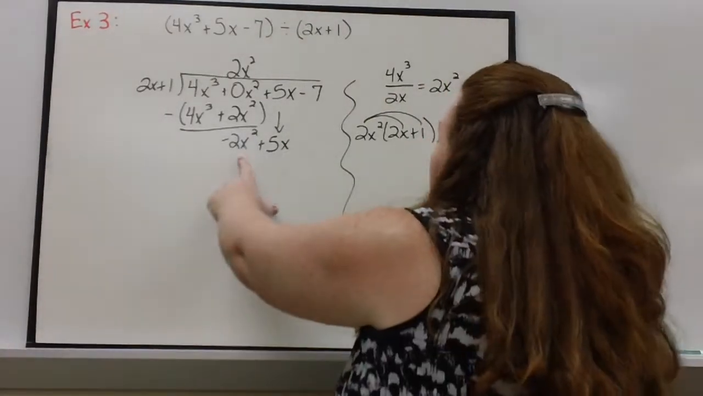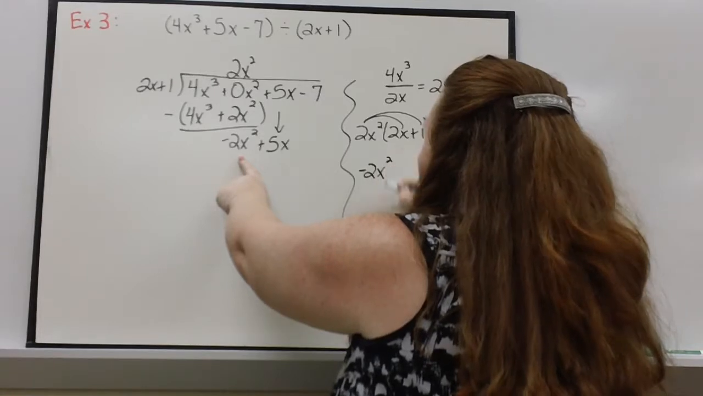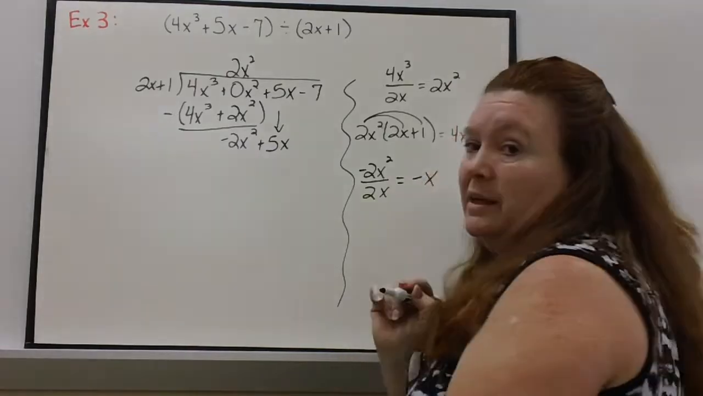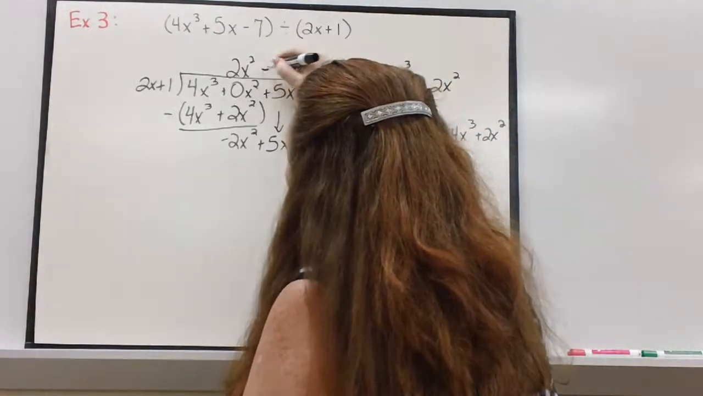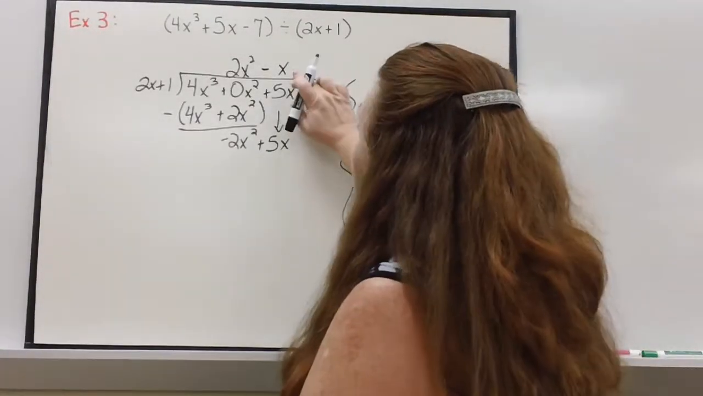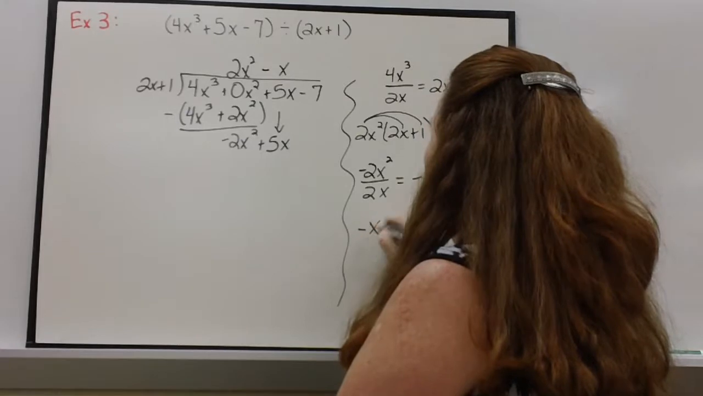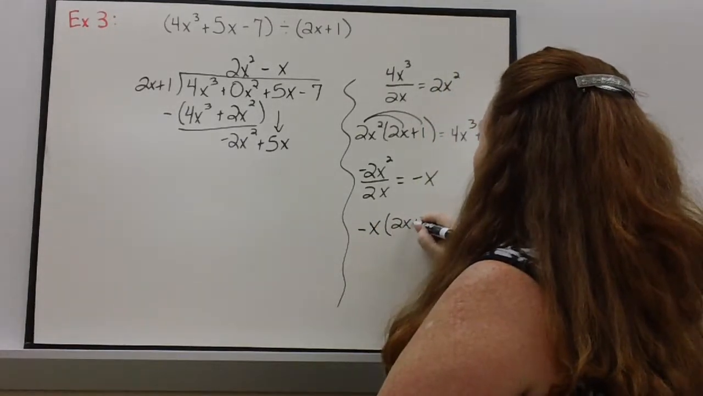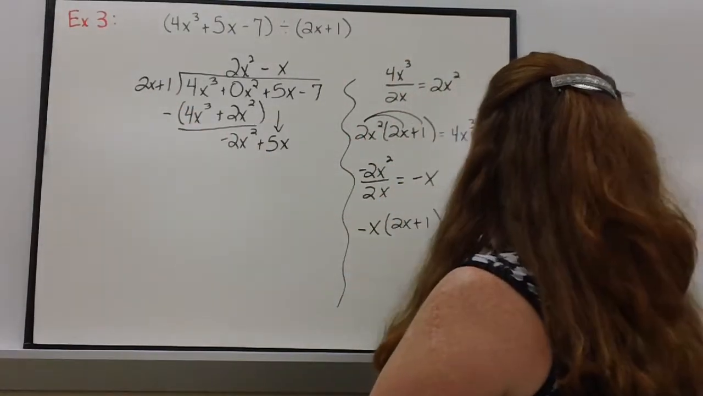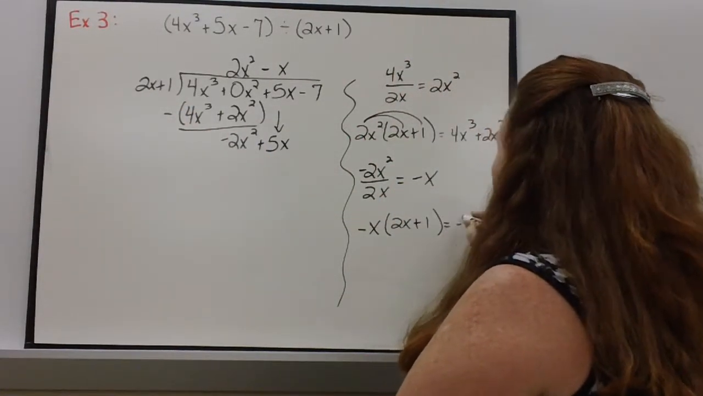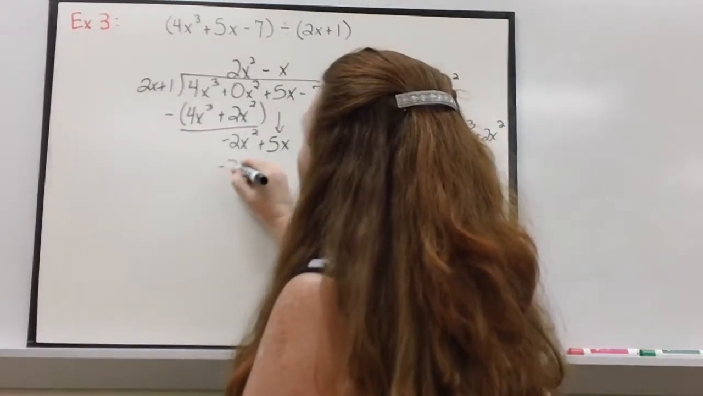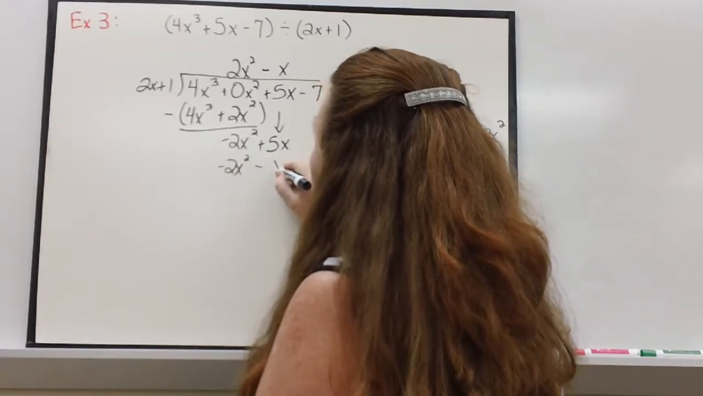So negative 2x squared divided by 2x is a negative 1x. So I'm going to write minus x. If you want to write a 1x, that's fine. No problem. Negative x times, here's my distributive property. I have to multiply that negative x by the entire 2x plus 1. And it gives me negative 2x squared minus x.